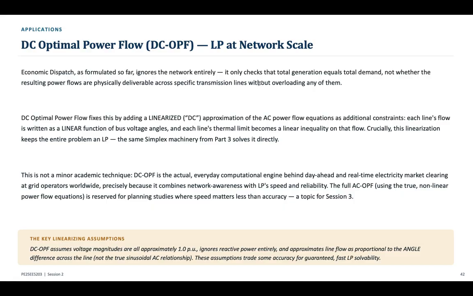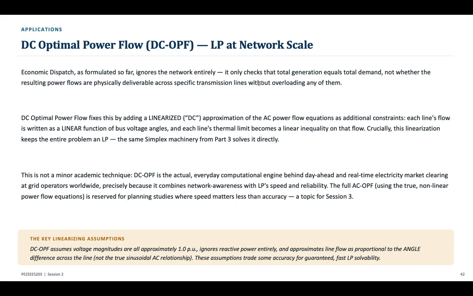The important assumptions behind the DC approximation should be remembered here. The voltage magnitudes are treated as approximately fixed, reactive power is neglected, and the nonlinear sinusoidal relationship of the full AC power flow equations is replaced by a linear relationship involving angle differences. These assumptions introduce approximation error, but they provide a very useful computational model. This is why DC OPF is important in large scale operational optimization and market clearing. It provides network awareness without carrying the full nonlinear complexity of AC power flow.